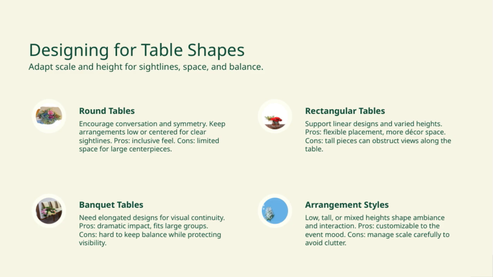Moving on to banquet tables, these are typically elongated, which creates a strong visual line across the space. The big plus is that they make a dramatic impact and are perfect for accommodating large groups. The challenge, though, is maintaining balance and ensuring that visibility isn't obstructed, especially when you start adding decorations. Then we have rectangular tables.